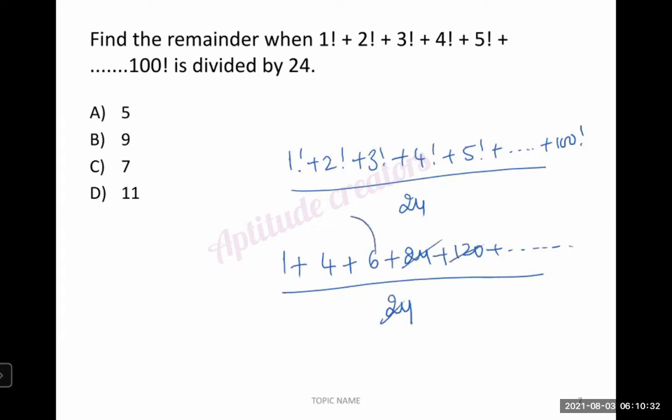So 6 plus, yes, this is about 2. What is 6 plus 2? 6 plus 2 will give the result as 8. 8 plus 1 will give the result as 9. 9 divided by 24, you will get the remainder as 9. Answer is option B.